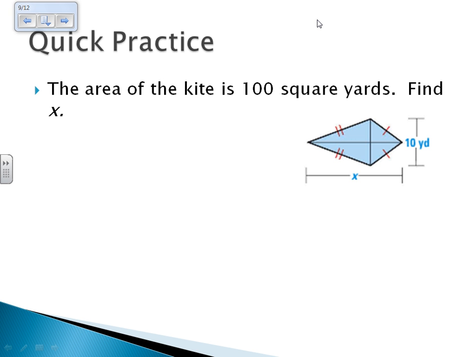Alright. So the area of the kite is 100 square yards. Find X. Always start with the formula. Kimberly?